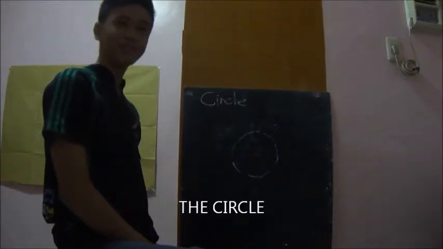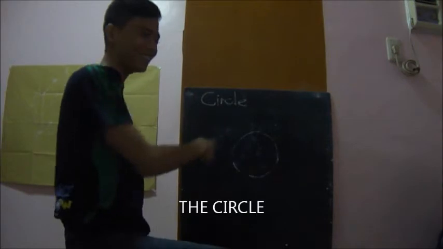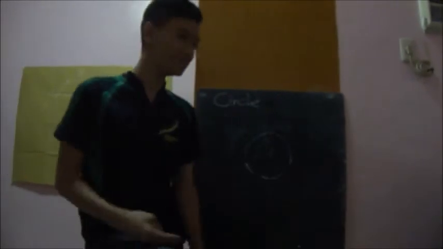Today, we're going to discuss the parts of the circle. First, define circle. Yes, Jim. A circle is a shape. Oh yes, plus 5 points. You got it right. Clap your hands for Jim.